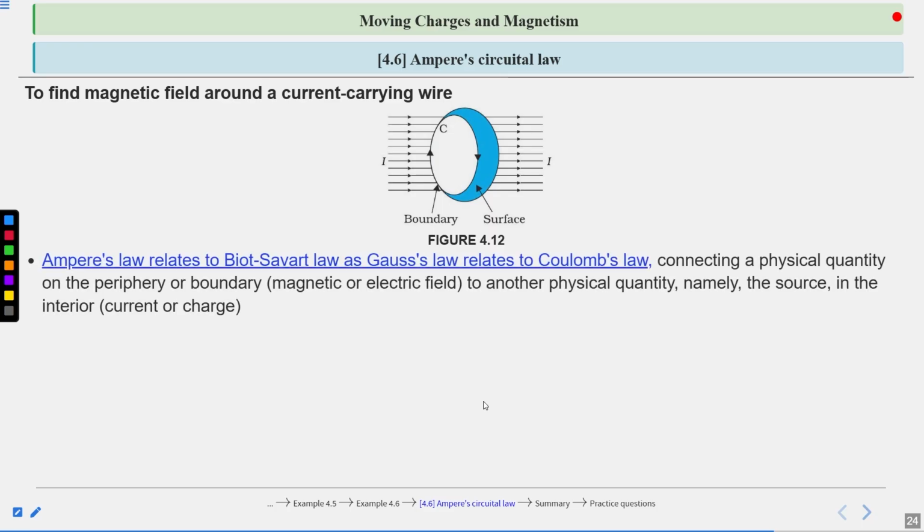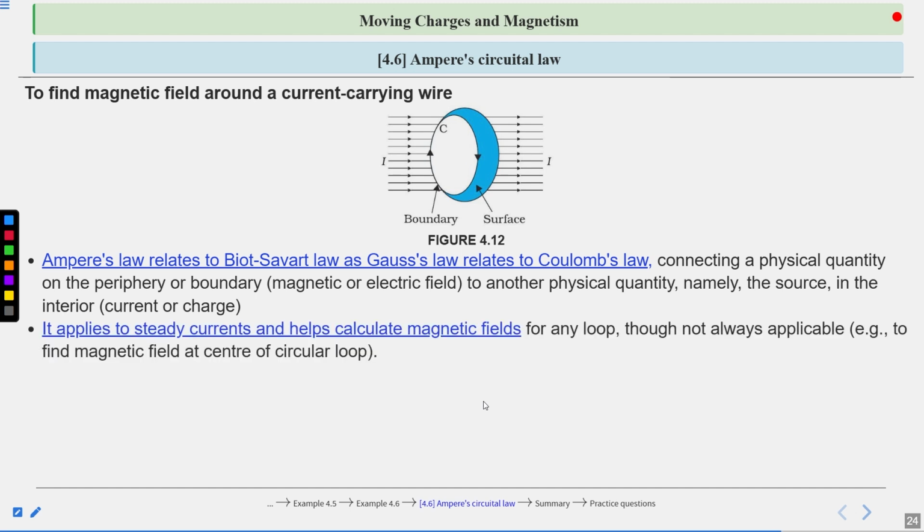So Ampere's law relates to the Biot-Savart law as Gauss law relates to Coulomb law, connecting a physical quantity on the periphery or boundary to another physical quantity, namely the source in the interior. So Ampere's law relates to the Biot-Savart law.